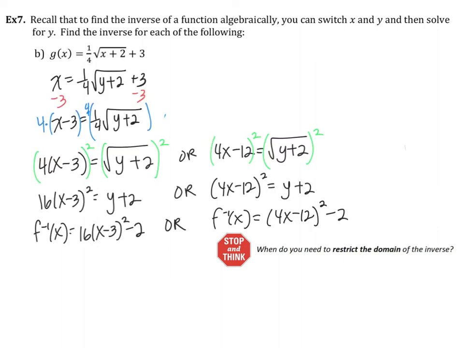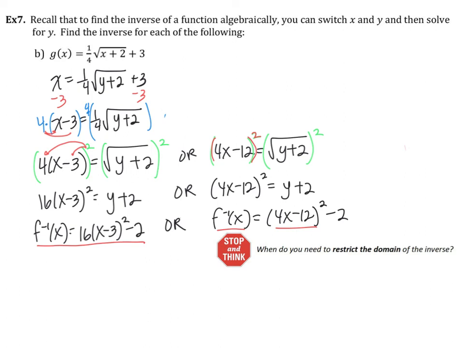All right, did you get this equation? You either got f to the negative 1 of x equals 16 times the quantity x minus 3 squared, minus 2, because you had to square the 4 and square this parentheses. Or perhaps you distributed 4 times x minus 3 and got 4x minus 12, and you squared that, in which case you would have gotten f to the negative 1 of x equals the quantity 4x minus 12 squared, minus 2. Those are the same answer. We would accept both of them. They're fine. Actually, they're not fine. They're both wrong, but we're going to talk about why.